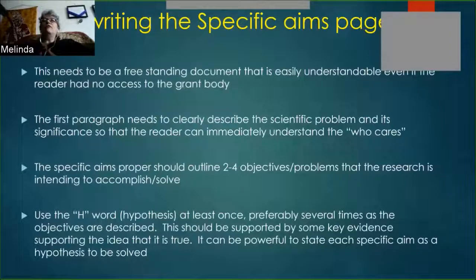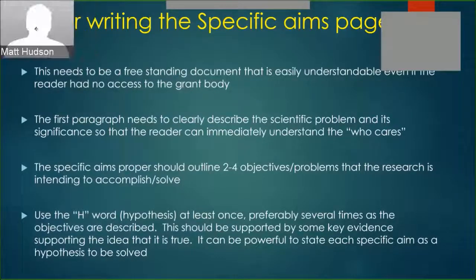Now, some tips to think about when writing that. It has to be a standalone, freestanding document that is understandable, even if you don't have access to the grant body. How I structure these is that the first paragraph clearly describes the scientific problem and its significance so the reader can immediately understand the who cares. This should be understandable for somebody who might not be a direct subject matter expert, but who is probably master's or doctorally educated in the life sciences in some sense.